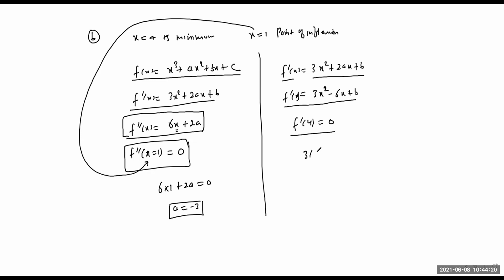What we get? 3 into 4 square minus 6 into 4 plus b equals to 0, which is 48 minus 24 plus b equals to 0. So b is how much? Minus 24. Yeah, that's the right answer. That's correct. Very easy, not at all difficult.